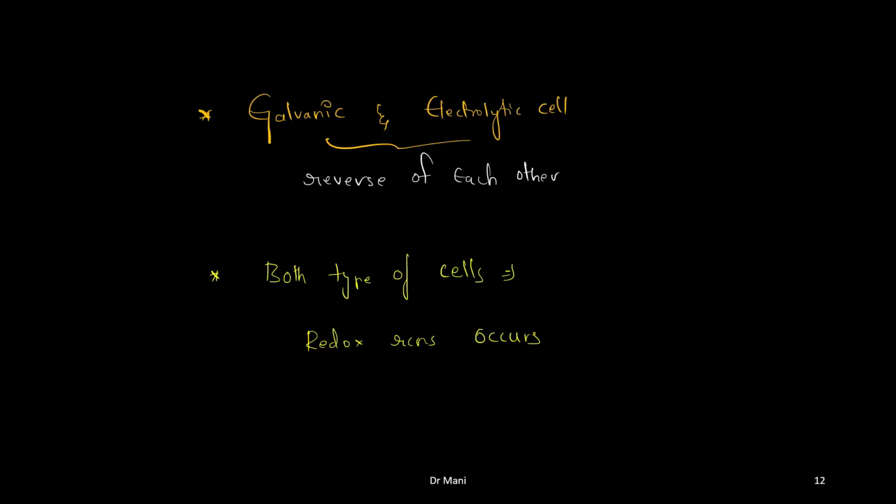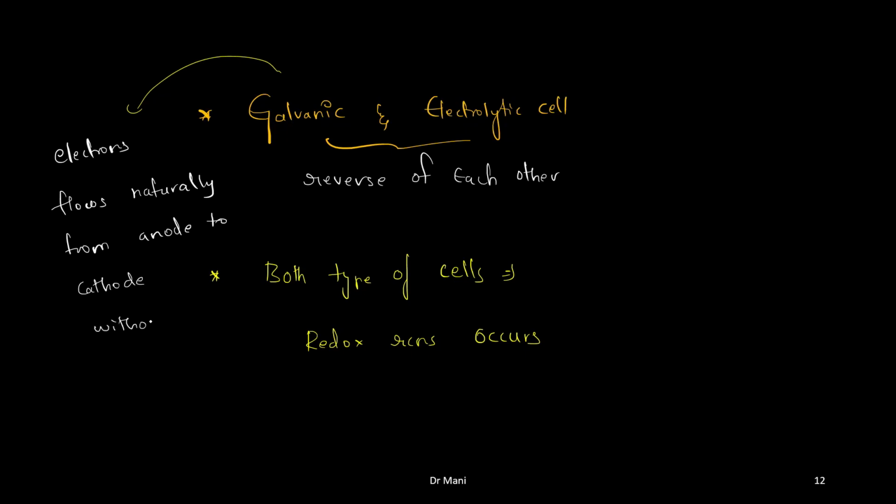Remember this. The galvanic cell converts chemical energy into electrical energy through a spontaneous reaction. Here it has a negative anode and positive cathode. Electrons flow naturally from anode to cathode without external power supply. Remember this thing. This is important.